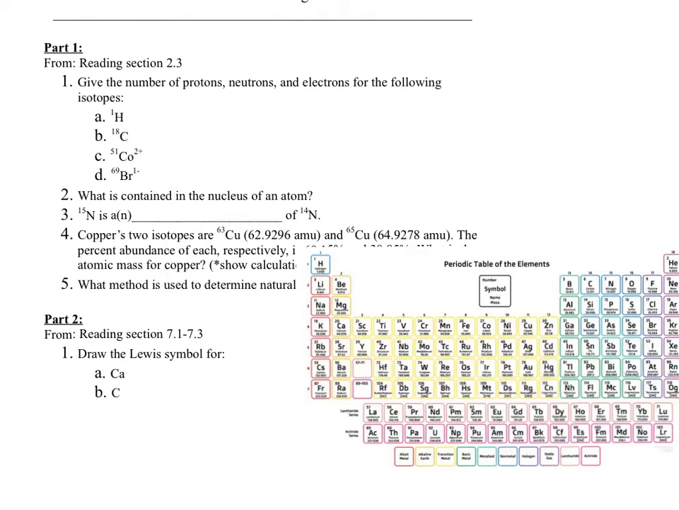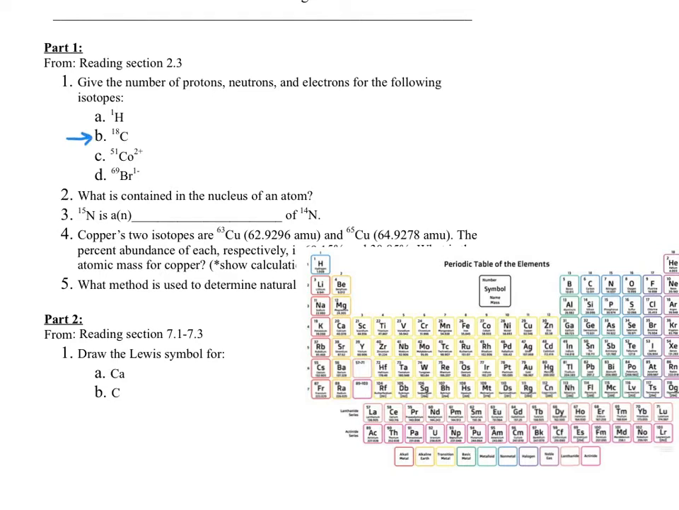Okay, so let's look at part 1 up at the top. It says it's from reading section 2.3. So this is chapter 2, section 3 of the OpenStax book online. So let's look at the first question. It says give the number of protons, neutrons, and electrons for the following. And we are going to do that. I'll do it for B.